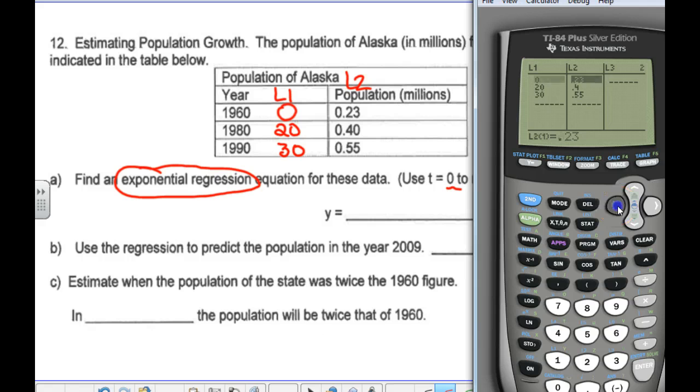Okay, you need to be in list 1 and list 2 unless you want to have to do some crazy business later. How do you get the list again? Stat enter to get to the list. Good question. It's going to be stat enter to get to the list. And then in a minute, it's going to be stat, arrow to the right and down to the one that says EXPREG.